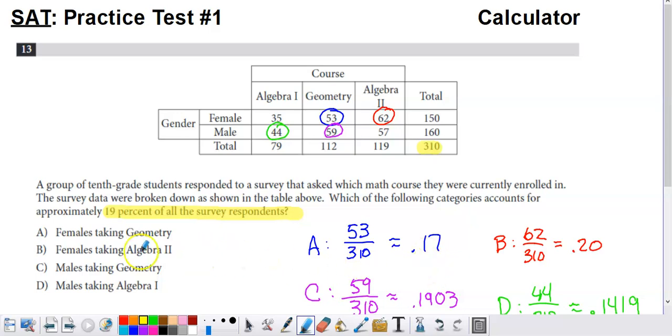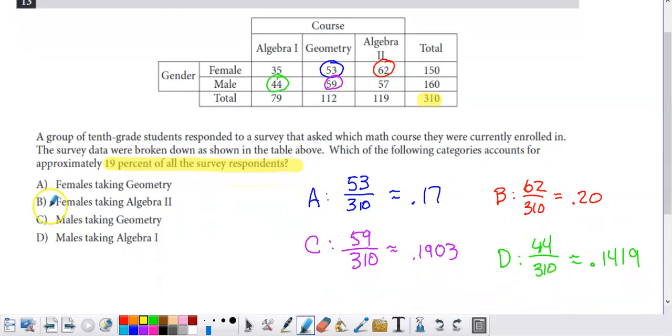I'm doing the same thing for option B here, females taking Algebra 2. So females, Algebra 2, I've already got that circled in red. 62 divided by the total number is going to give us 20%. Males taking geometry, so find the appropriate entry. You get 0.1903, really close to 19%. Pretty likely that's going to be the answer.